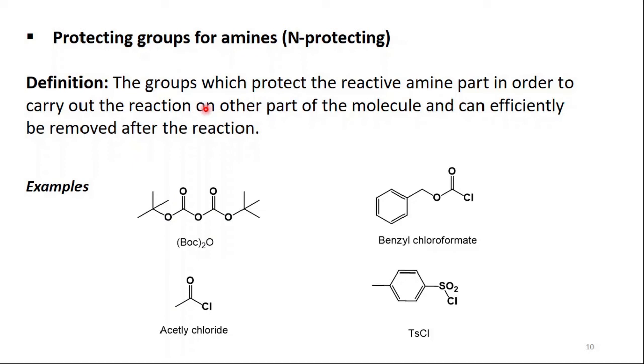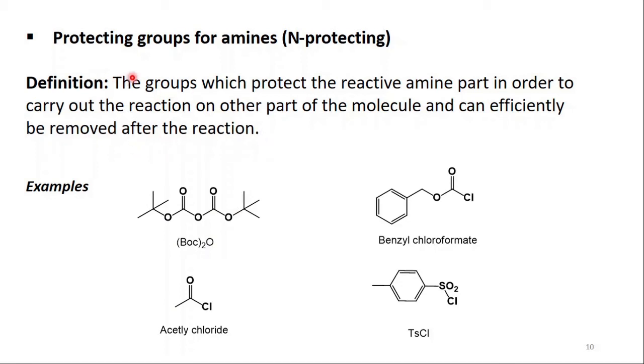So, there are different types of protecting groups. What are the protecting groups? From the term you understand, protecting groups are nothing but they protect. They protect certain groups to avoid unwanted reactions, or side reactions. It protects certain groups at a certain stage and allows the further reaction to go ahead. So, from the definition, these are the groups which protect the amine part or the acid part in order to carry out the reactions efficiently, and it can be removed after the reactions.